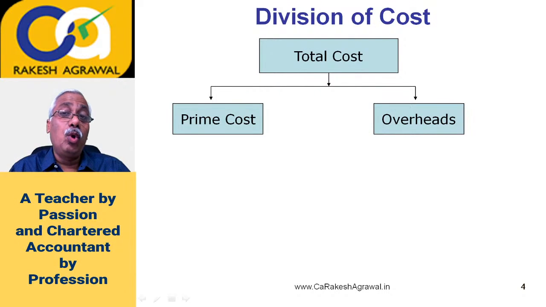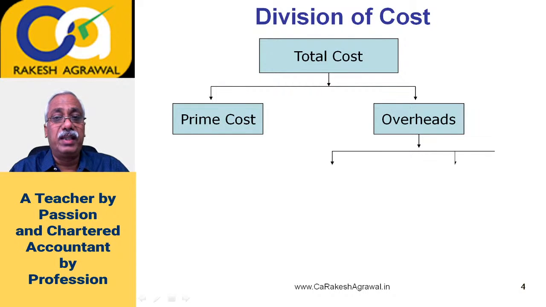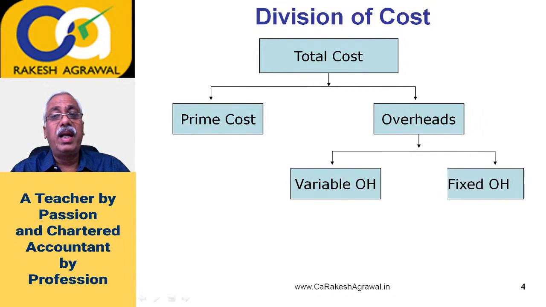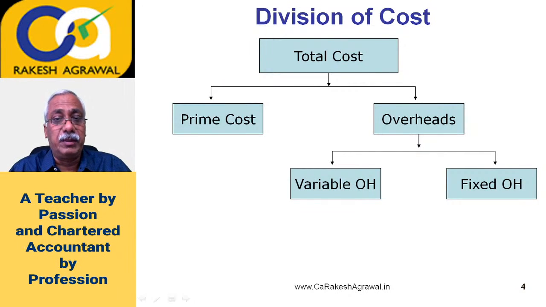And we used to divide overheads also further in three parts, if you remember, that is factory overheads, administration overheads and selling and distribution overheads. But for marginal costing purpose, we will divide the overheads only in two parts, that is variable overheads and fixed overheads. This is the division of cost for marginal costing purpose.